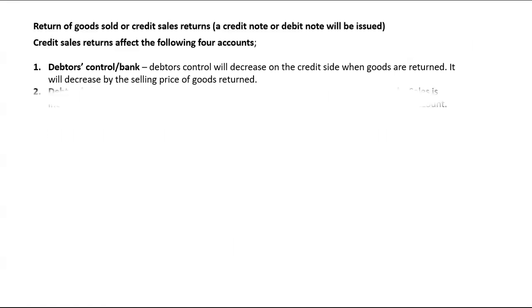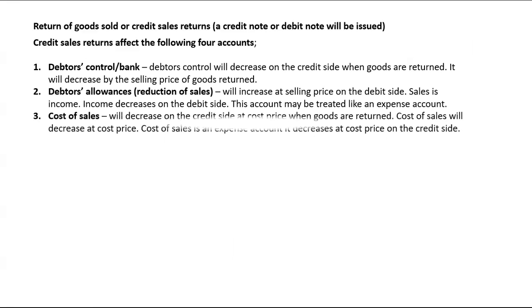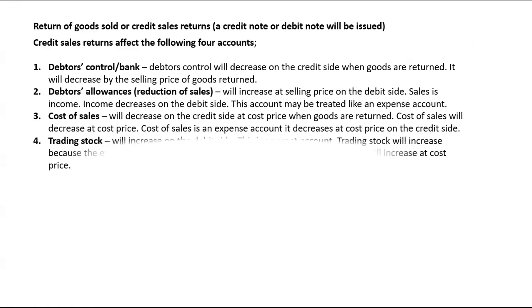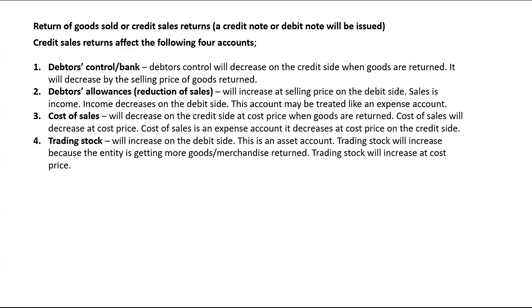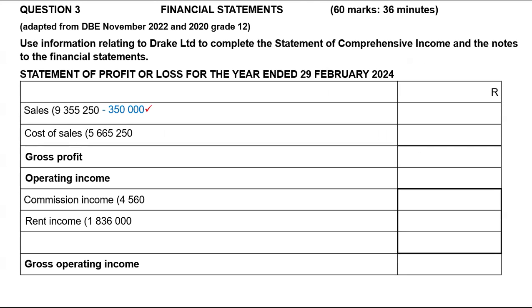So when goods are returned, these 4 accounts will be affected. First ones will be debtors allowances and debtors control. Those will be affected at selling price. Remember this? What I'm going to do with that 6,600, the first thing I will do, because it increases debtors allowances and already debtors allowances are subtracted from sales, we are going to take it straight to sales and subtract it from sales. So we will subtract 6,600 from sales.